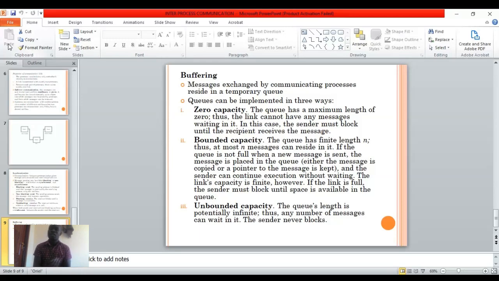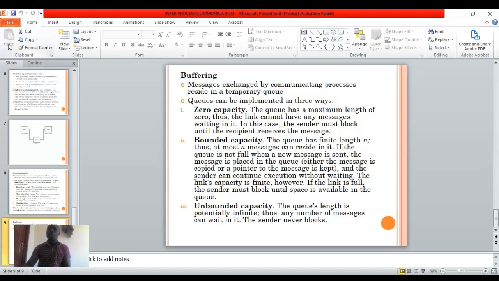And then we have the bounded capacity. In this case, there is a finite number of messages that can reside in the queue. If the queue is not full, a message is placed. But if it is full, the sender is blocked until space is made available. And if the queue is empty, a message cannot be retrieved, but if it is full, a message can be retrieved on the other end.